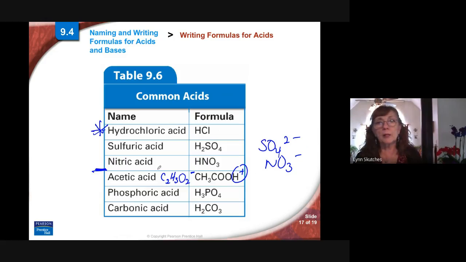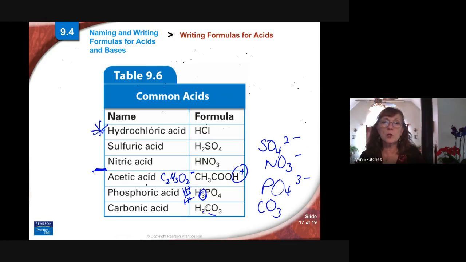Again, it's acetate. Phosphoric acid, how do I figure out the charge? I go, oh, 3 hydrogens, +1, +1, +1. Right, phosphate is PO4 3-. And then carbonate is carbonic acid. So I know it's CO3. What's its charge? Oh, 2 hydrogens, so it must be a -2.